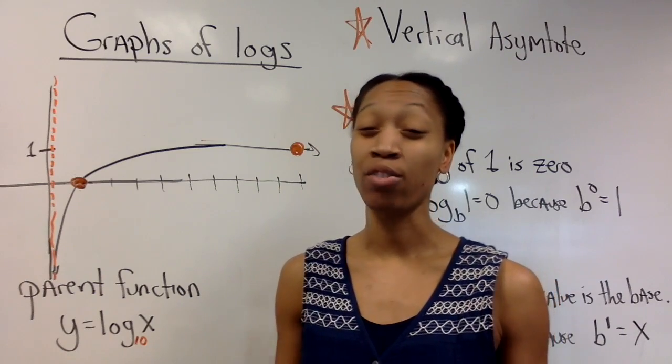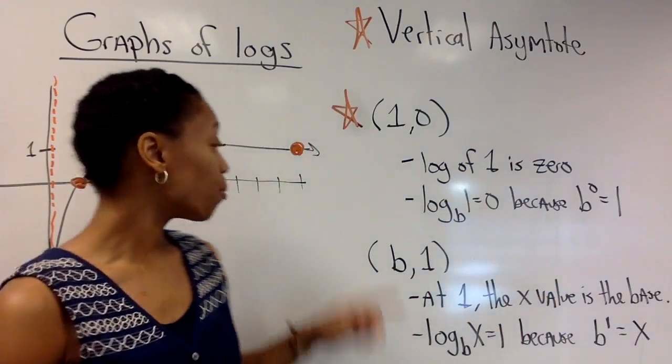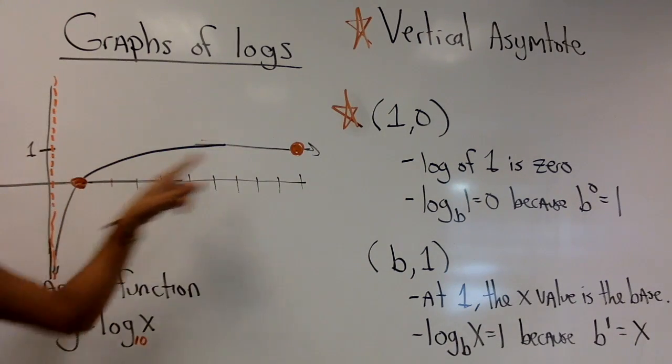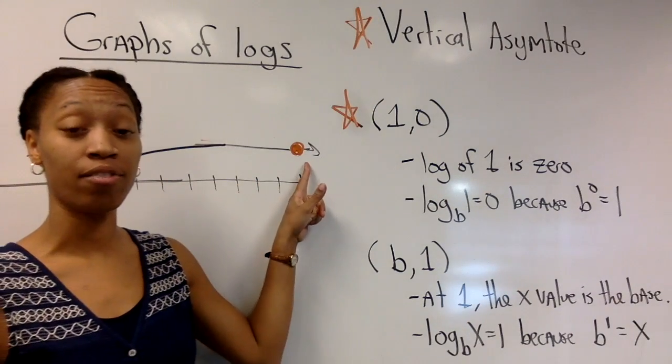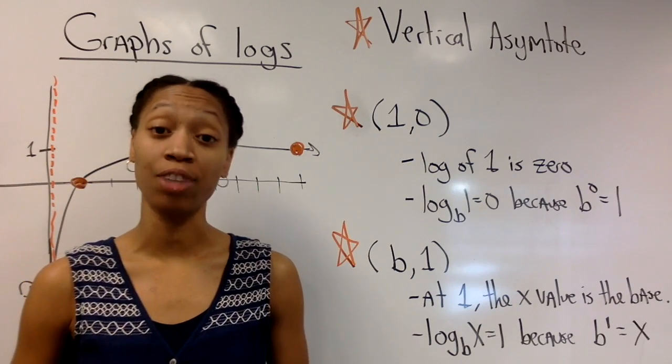So when you're drawing these graphs, I want you to include those three things: the asymptote, the point at (1, 0), and the point that's at the value of the base. Let's look at some examples of drawing graphs of logs.